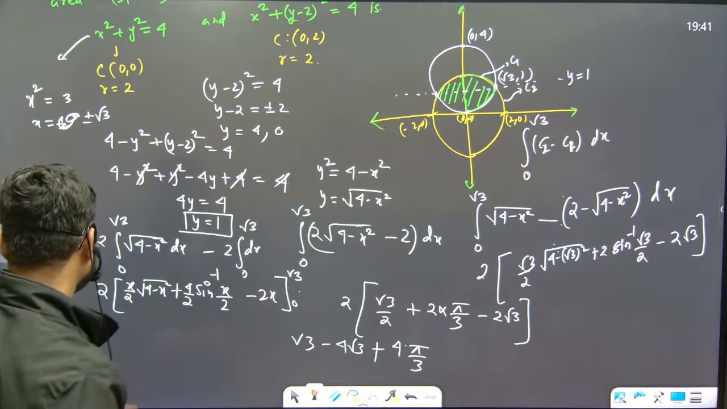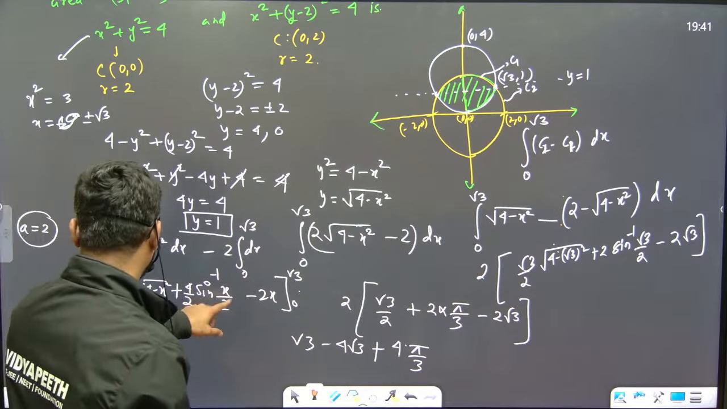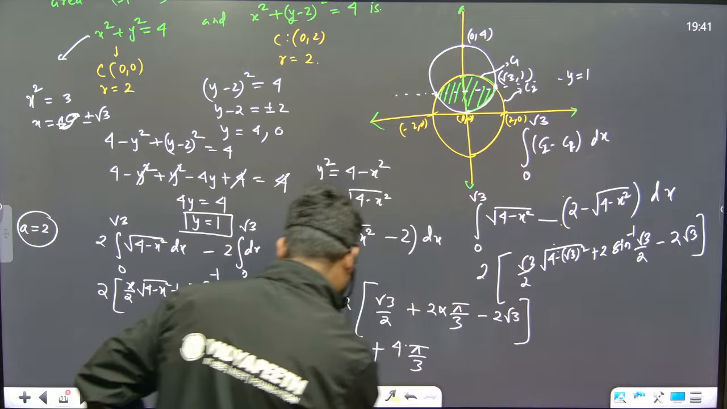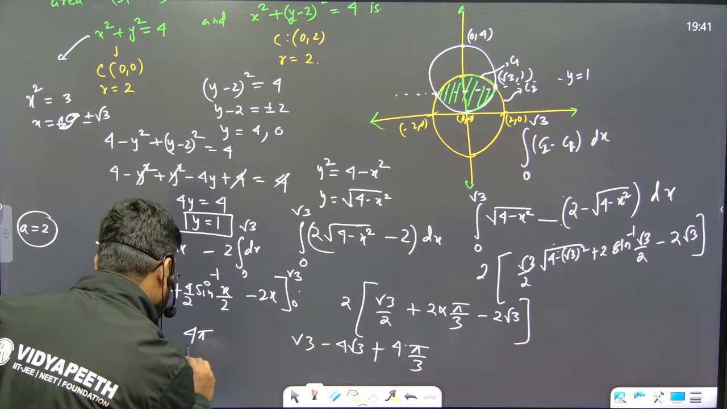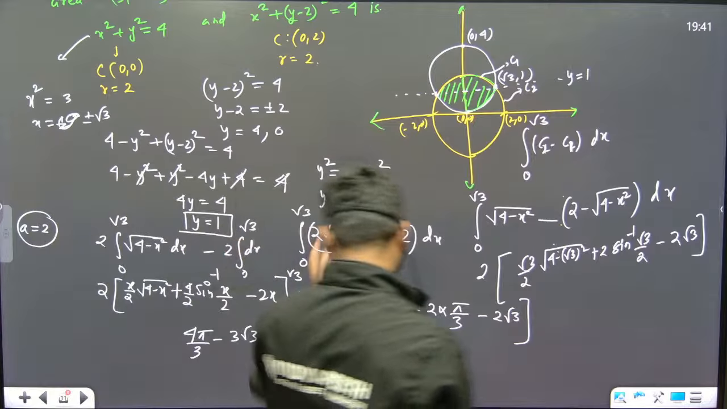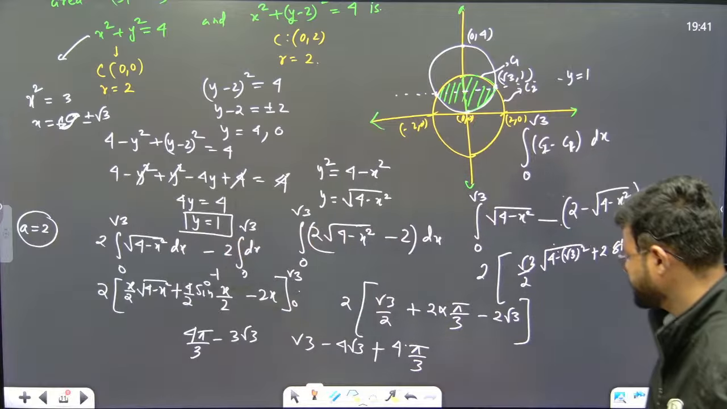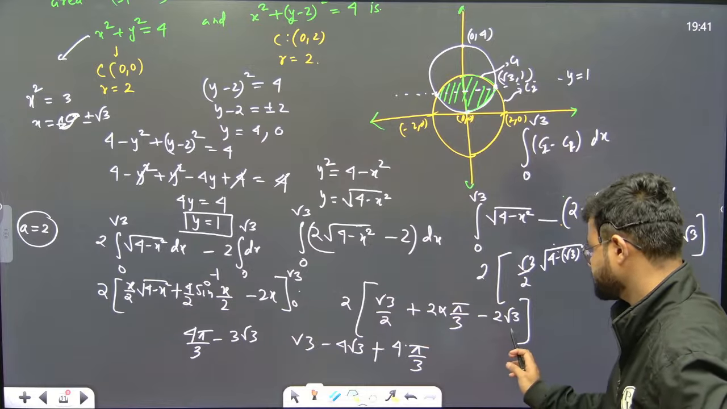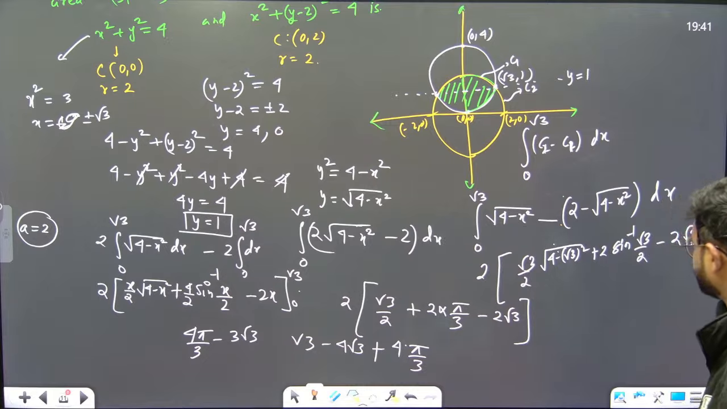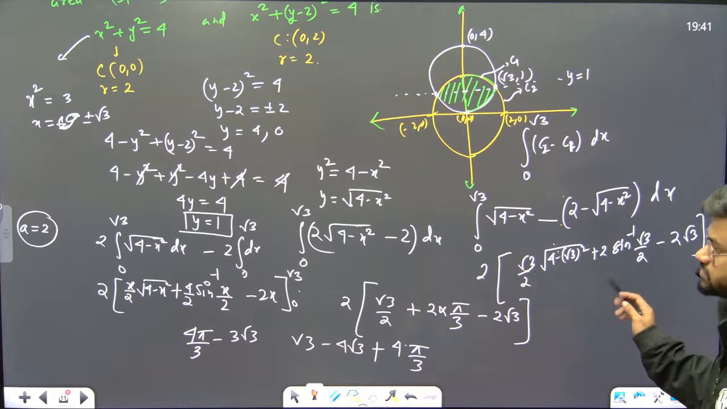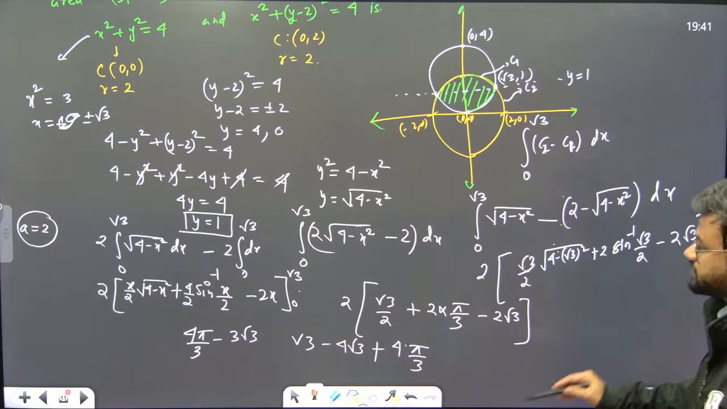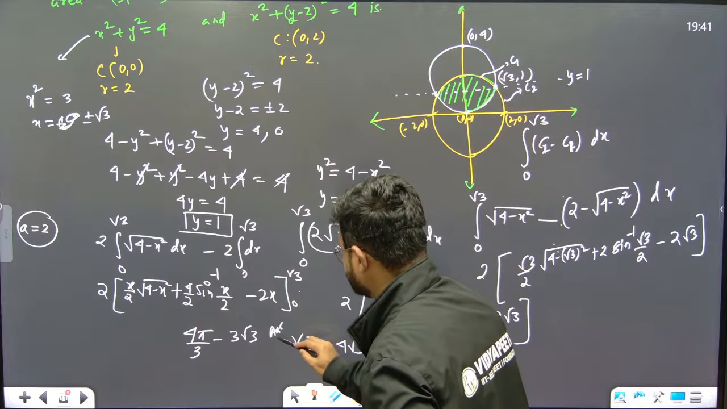Clear? A square by 2 sine inverse x by 2. So I think 2 to cancel, 4. Okay. So finally I'm getting 4 pi by 3 minus 3 root 3 as the answer. Correct? Just let me check once. Root 3 minus 4 root 3. 4 root 3 plus 4 pi by 3. So 4 pi by 3 minus 3 root 3 is the answer I'm getting. Just plus a square by 2. Okay, this is going to be the final answer, right?